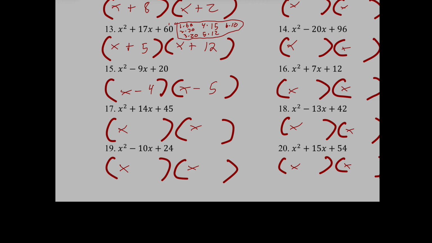Okay, going forward, third term positive. Signs are the same. Take the sign of the middle, which is going to be plus plus. What multiplies to 45 and adds to 14, that's easy. That's 9 and 5.